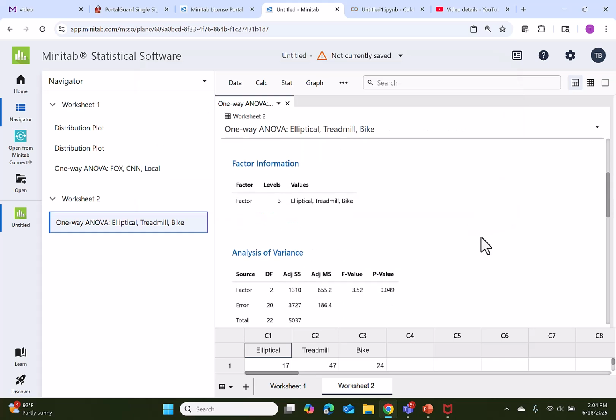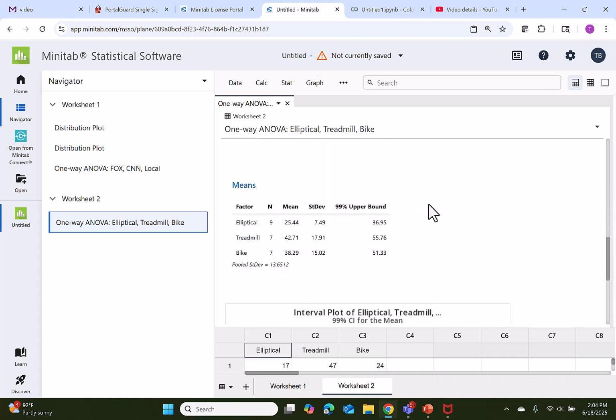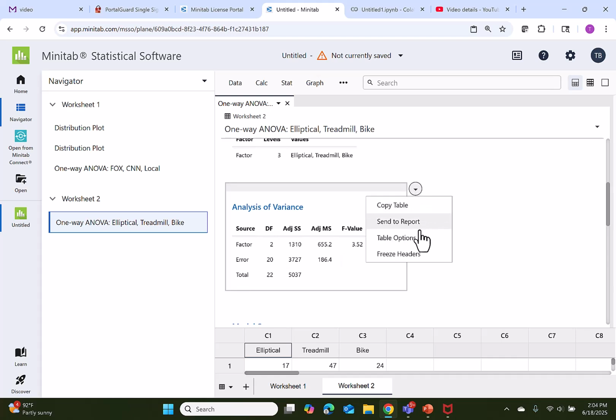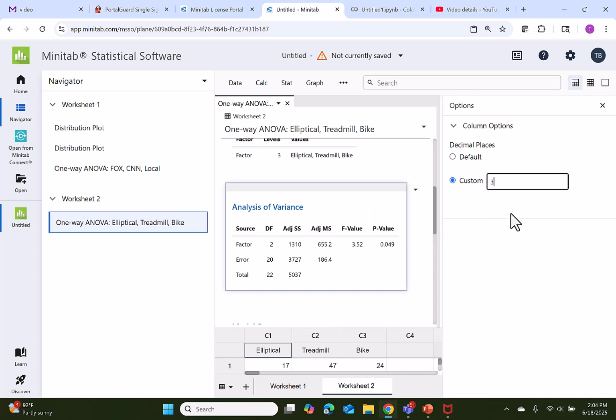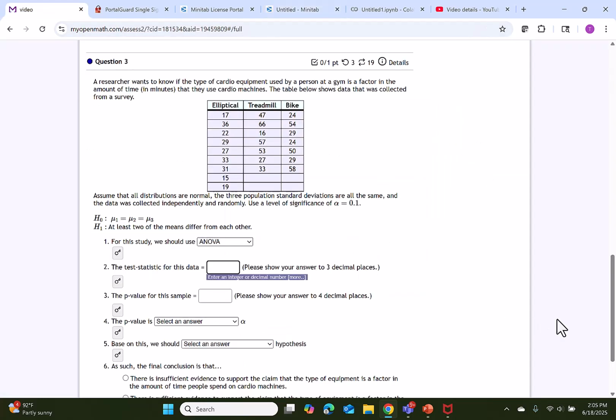Minitab returns a lot of information. So we have our factor information, we have the analysis of variance, our model summary, and our means. What we're looking for is here in the analysis of variance. We want to start with our F value of 3.52. Remember, we were asked for 3 decimal places. So I'm going to go to my table options and just change it to a custom 3 decimal places. Now I have an F value of 3.516. So let's enter that in, 3.516.